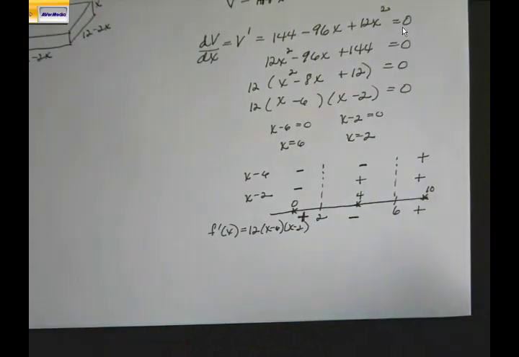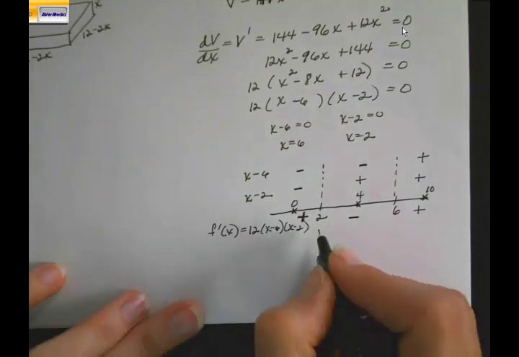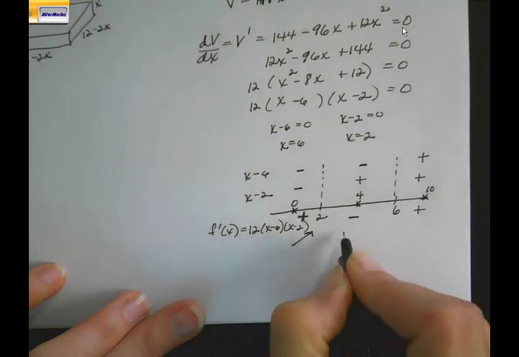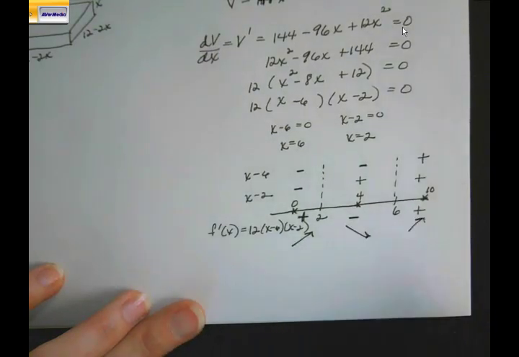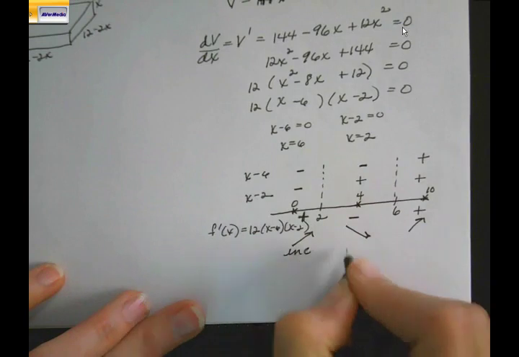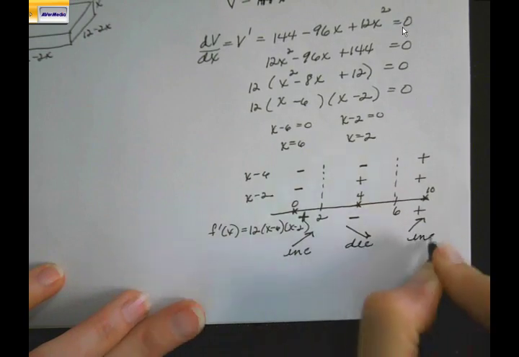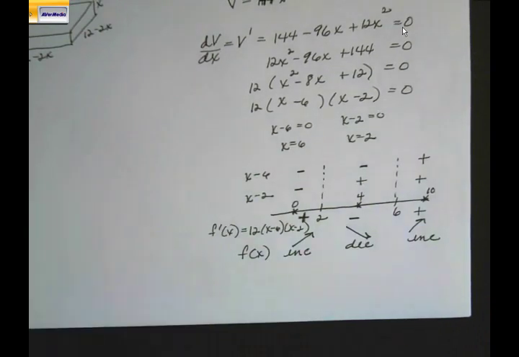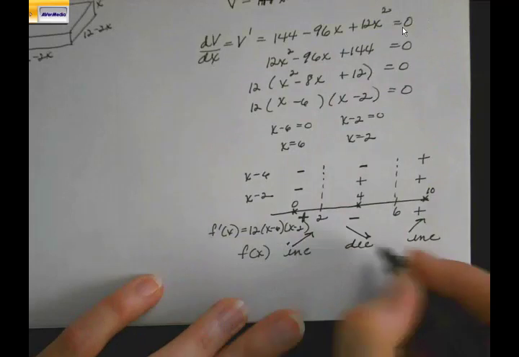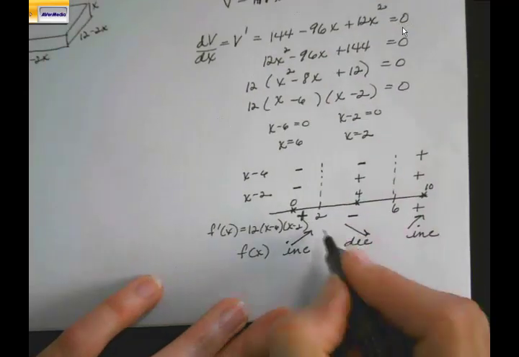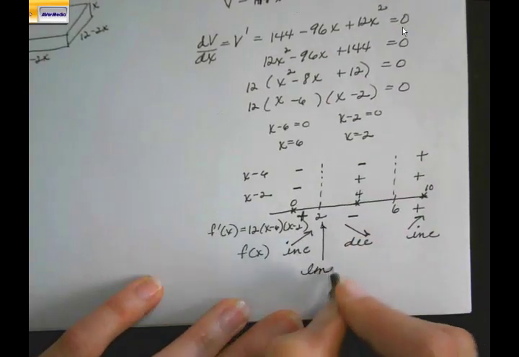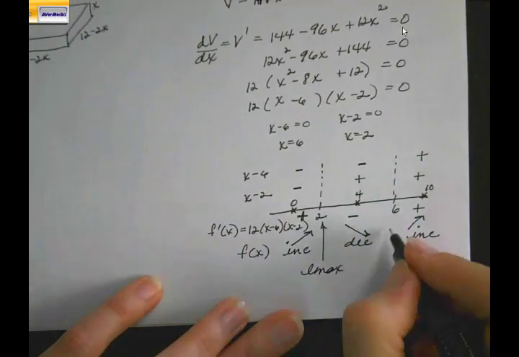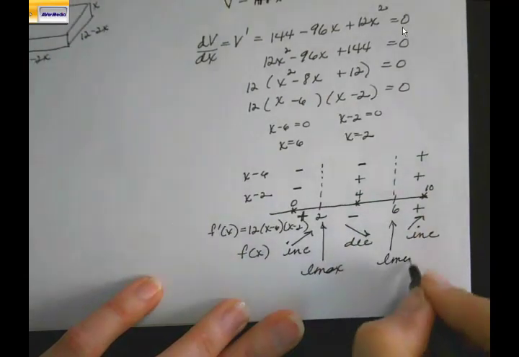So the first derivative is positive between negative infinity and 2, and between 6 and infinity, and it's negative between 2 and 6. So this means my original function is increasing, then decreasing, and then increasing again. So if I'm going from increasing to decreasing here at 2, I should have a local max. If I'm going from decreasing to increasing at 6, I should have a local min.